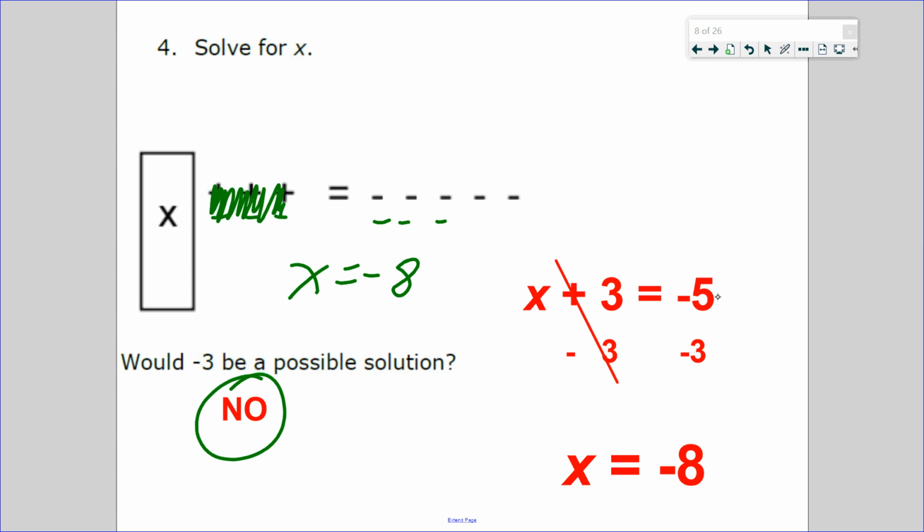But maybe you would rather prefer to write it as an equation. X plus 3 equals -5. How do you undo a plus 3? With -3. Cancel, cancel. So that's why -5 with -3 is -8.